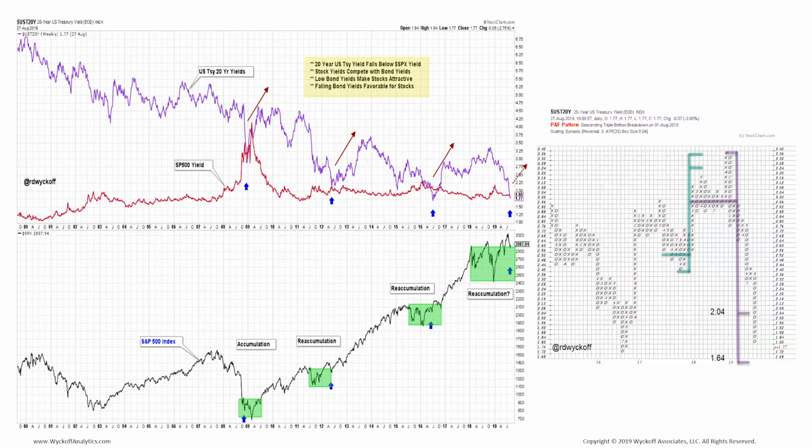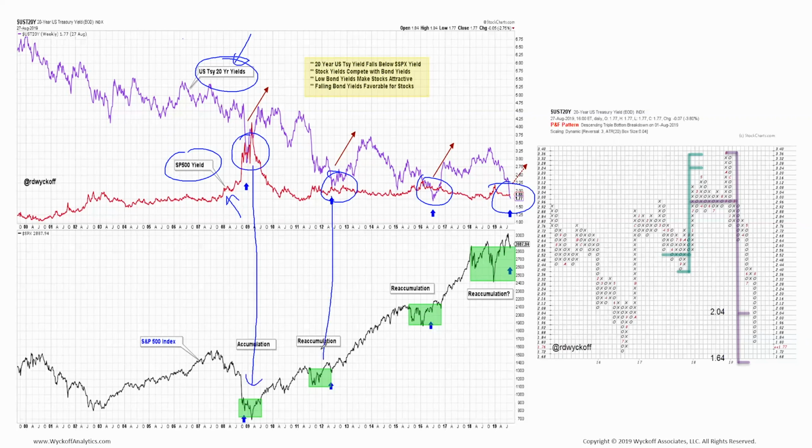Well, the purple line, top left, is the U.S. Treasury 20-year yield. The red line is the S&P 500 yield. And what was being demonstrated by putting these two yield instruments together is that whenever the U.S. Treasury 20-year yield dipped below the S&P 500 yield, it was a measure of value in the S&P 500 or the dividend producing stocks.